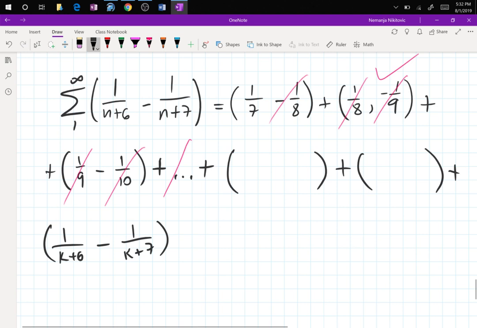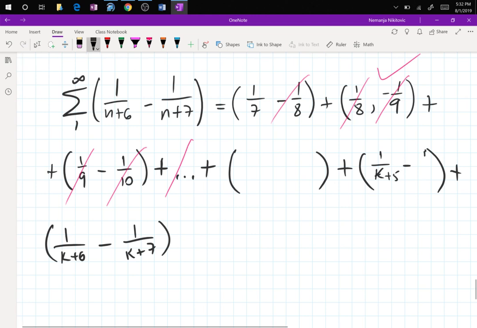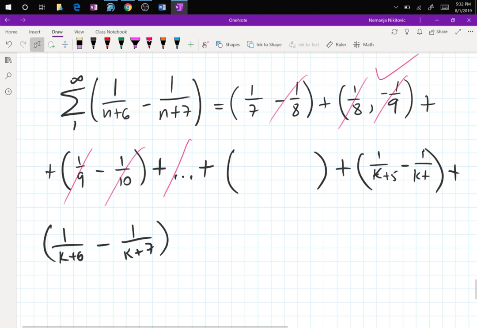You cannot use the same variable here and here. So now, one term before this one is 1 over k plus 5 minus 1 over k plus 6. One term before that is 1 over k plus 4 minus 1 over k plus 5. Because it's the one term before, each k gets subtracted by 1. Since we have those integers, they just combine with them.